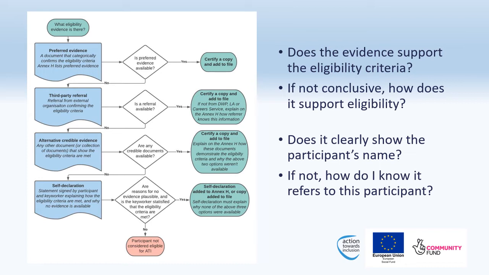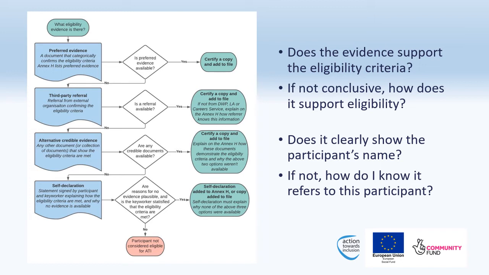This should be a statement that explains how the eligibility criteria have been met, why no evidence is available, and most importantly, how you as the key worker are satisfied that the participant is eligible for the project. A copy of the self-declaration should be included in the file, or there is space to put it on the Annex H itself.